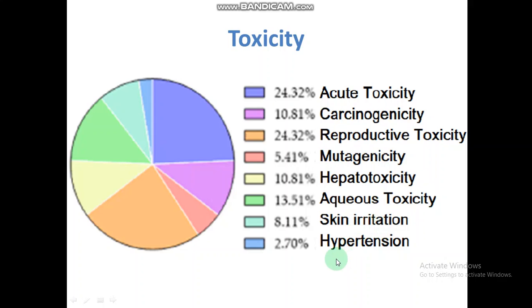And then the last factor which also matters is hypertension. So hypertension means whether this medicine will increase our blood pressure or not. There are some medicines which also increase the blood pressure. So we should also take into consideration, when we are going to make this medicine, whether it will be hypertensive or not.